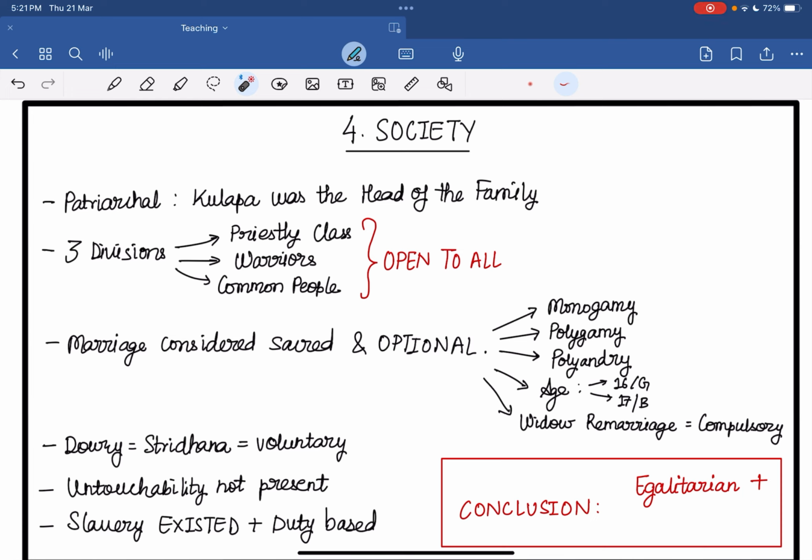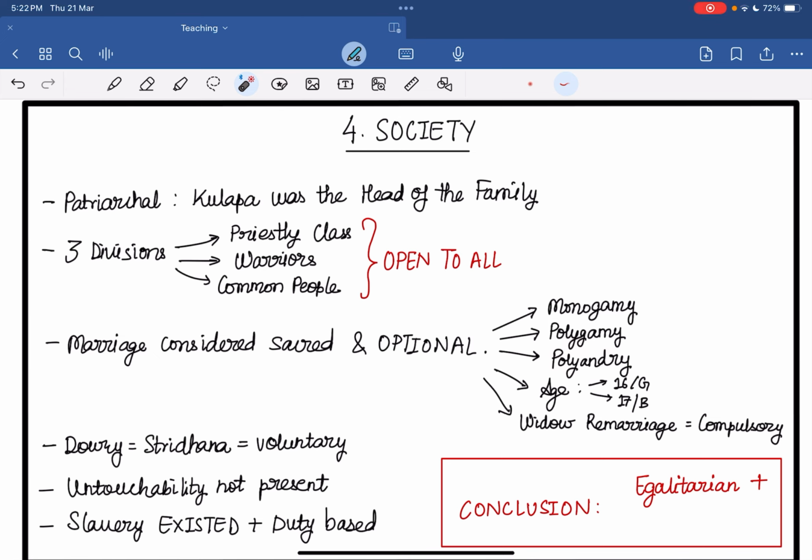Marriage was prevalent. Marriage was considered sacred and optional. Nobody forced anybody into getting married. Monogamy was practiced. One husband, one wife. Polygamy was practiced. One husband, many wives. We saw in the case of Rajan that he had many wives. Polyandry was also practiced. One wife, many husbands.